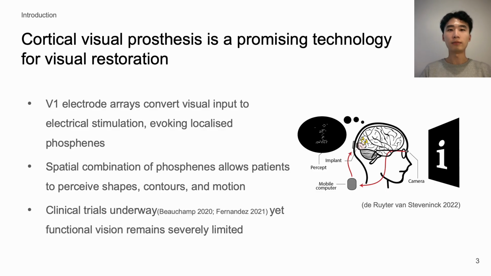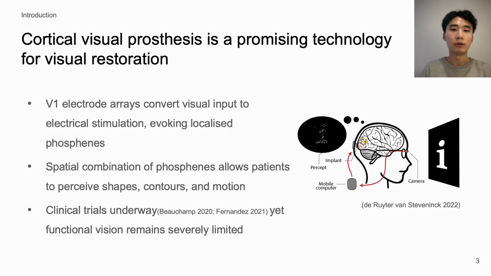For people who are blind because of damage to the retina or the optic nerve, retinal implants and optogenetic therapies don't apply. A cortical prosthesis bypasses that damaged pathway entirely. It places electrode arrays directly into the primary visual cortex, V1, and converts camera images into patterns of electrical stimulation. Each stimulated electrode evokes a small spot of light called a phosphene. By combining many phosphenes in space, patients can perceive shapes, contours, and motion.